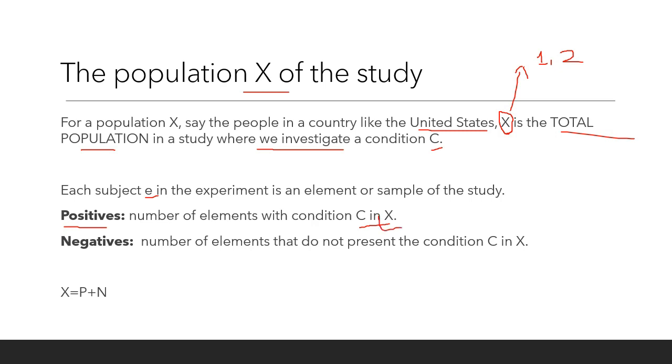So there is indeed a population X, there are people in the US, and these people either have C, and they are positive if they have C, or they do not have C, and then they are negatives. And the total amount of people, X, are P plus N, so the number of positives plus the number of negatives. But that's precisely what we don't know. We know how many people we have in the US, but we don't know how many have the condition positive and how many do not have the condition N.